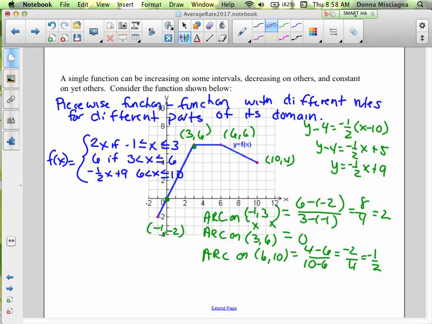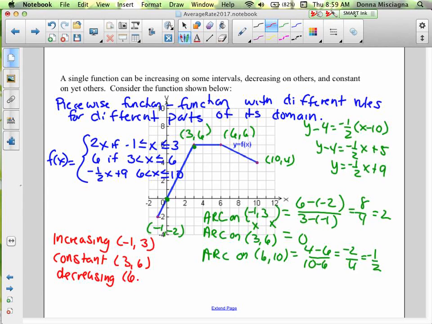So our function is increasing on the interval negative 1 to 3. Our function is constant on the interval 3 to 6. And our function is decreasing on the interval 6 to 10.